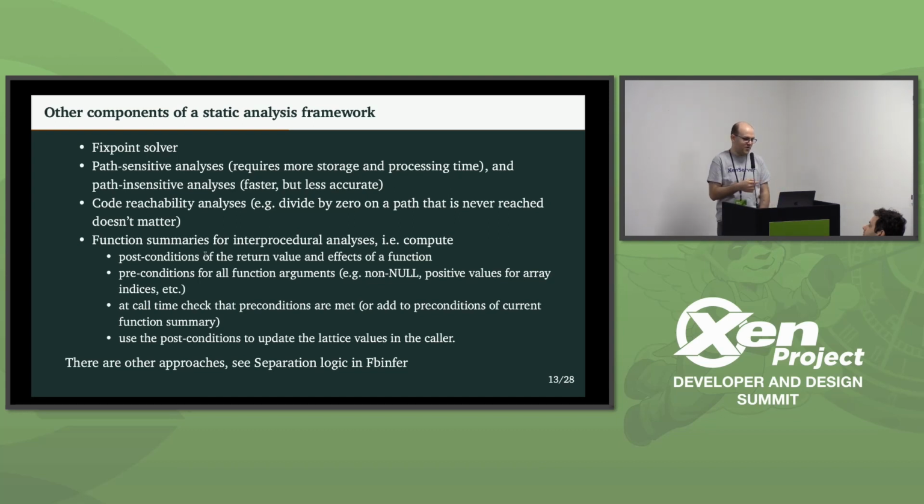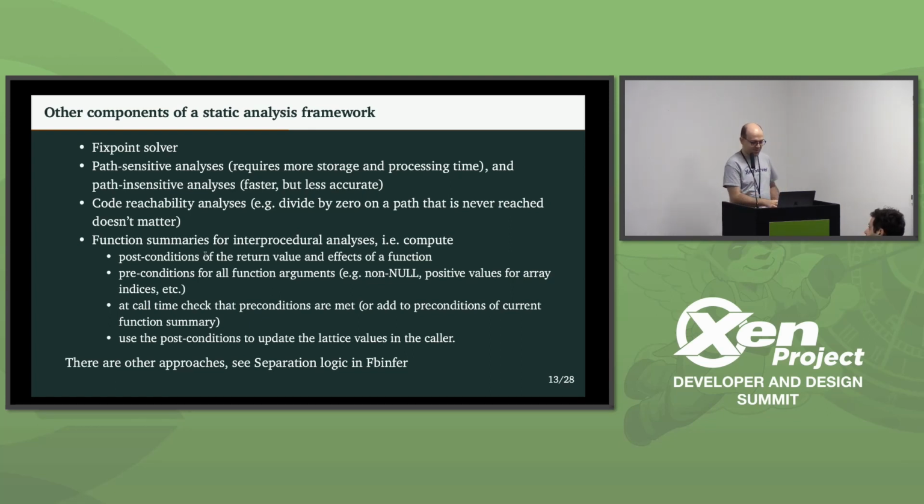I have a fixed point solver, I have path-sensitive analysis, so I can choose whether I want to care about which branch the if has taken, or I can choose not to. Code reachability, also function summaries. So again, with functions, you can have this state explosion, but you can say I compute all the post-conditions of the function, all the preconditions, and then that's like the summary of the function, and I'm done with it. And when I call a function, then basically I merge the lattices from that function in what I have. And this allows static analysis to actually proceed quite quickly.